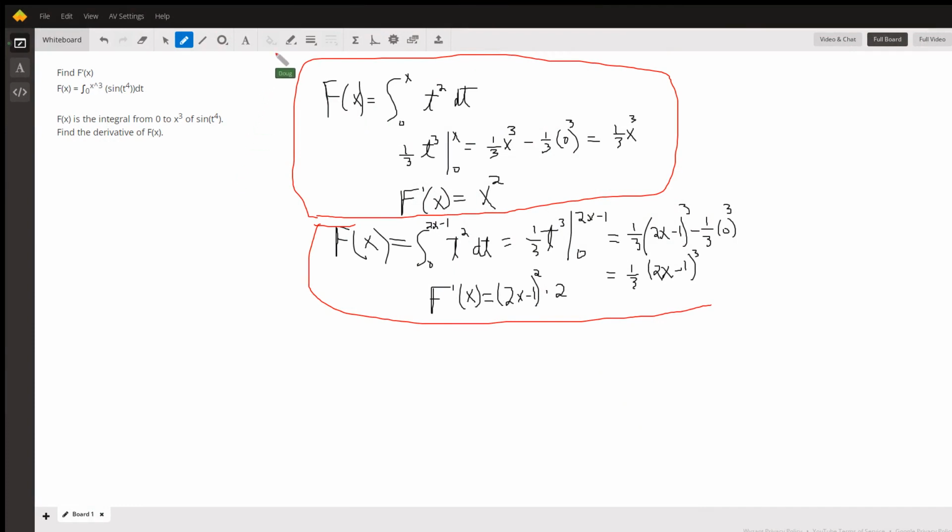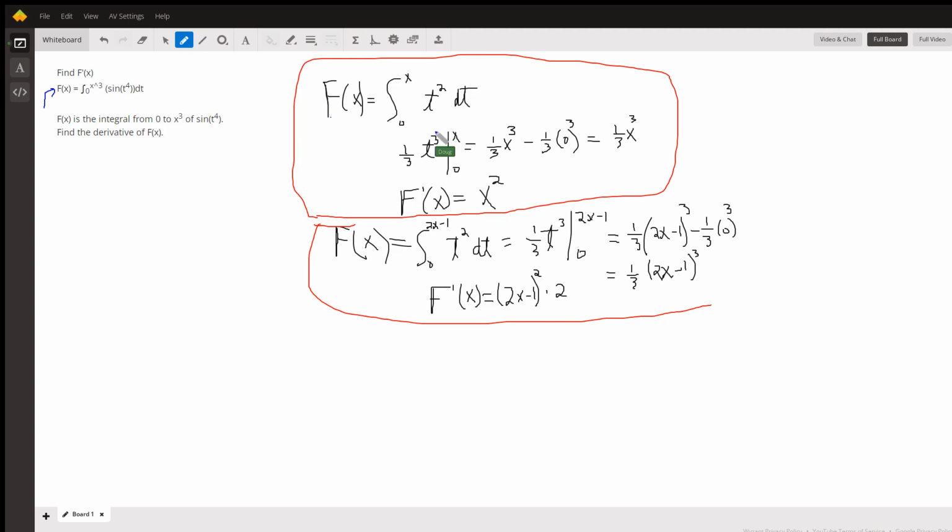Okay, here's two different examples to help you see what's going on. And then we'll get back to this one later. Okay, suppose f of x equals the definite integral from 0 to x of t squared dt.